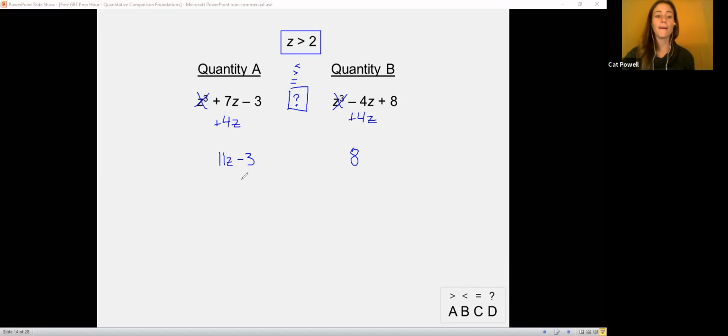And Sean, I can keep going and add 3 to both sides, and I get 11z here and 11. I could even divide both sides by 11, and I'd get z here and 1 here. What do I need to do now?